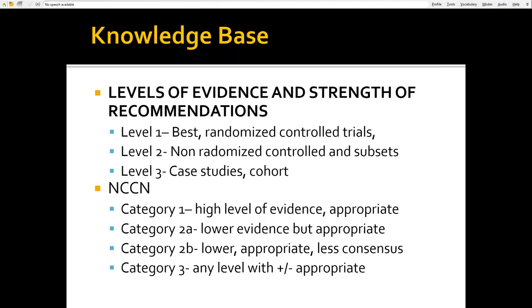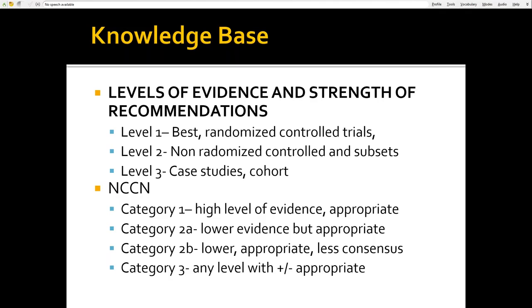And then you have some additional guidelines from the Cancer Institutes where you have Category 1, which is a high level of evidence and it's appropriate to treat the patient utilizing a certain modality. You can have Category 2A and then 2B, which is lower and has less of a consensus as to whether this is the best thing to treat that patient. And then Category 3 is kind of a crapshoot as to whether or not it's going to be good or not.